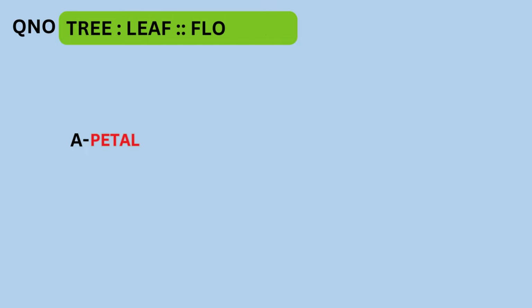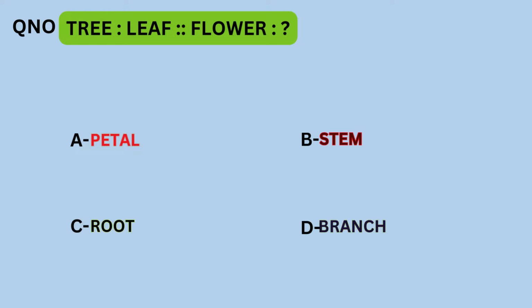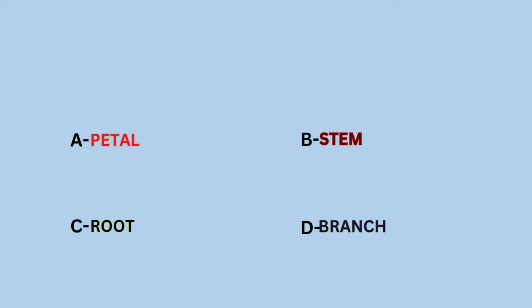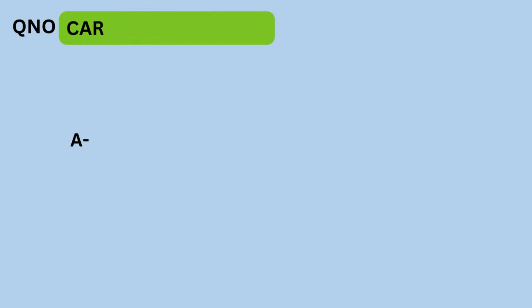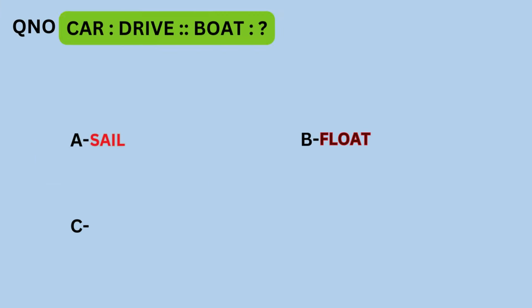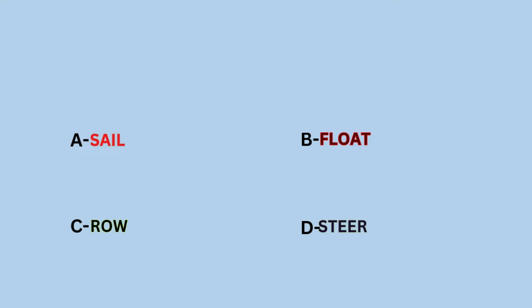Tree is to leaf as flower is to. Is it A. petal, B. stem, C. root, or D. branch? The correct answer is A. petal. Question 2. Car is to drive as boat is to. Is it A. sail, B. float, C. row, or D. steer? The correct answer is A. sail. Question 3. Bird is to nest as bee is to.